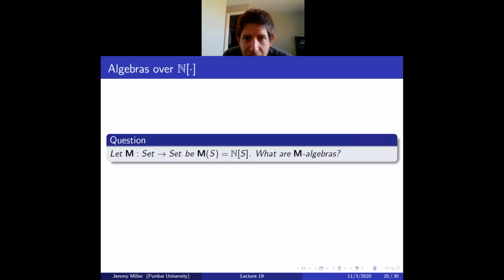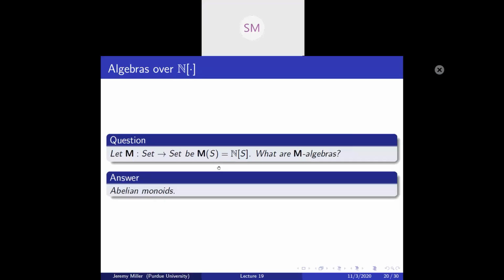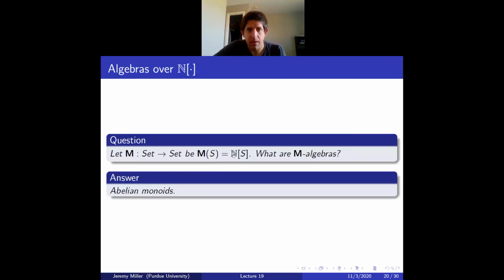So let's say M is the free, is n of S. What is the standard, with the standard monad structure on that functor? Any guesses for what M algebras should be? Just monoids, commutative monoids. Yeah, just abelian monoids. I think if I'd said the free monoid, then it would be monoids.